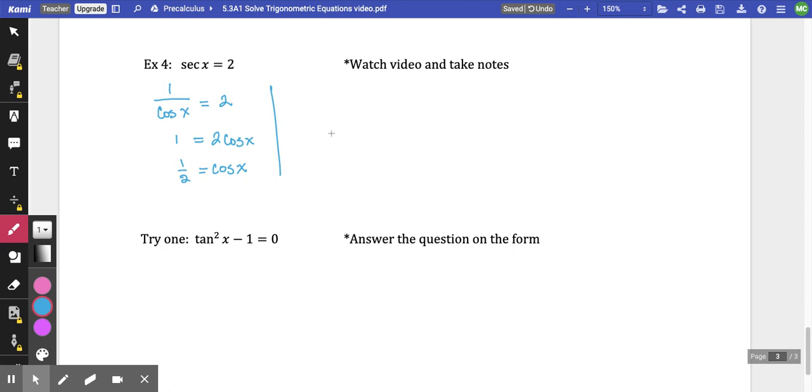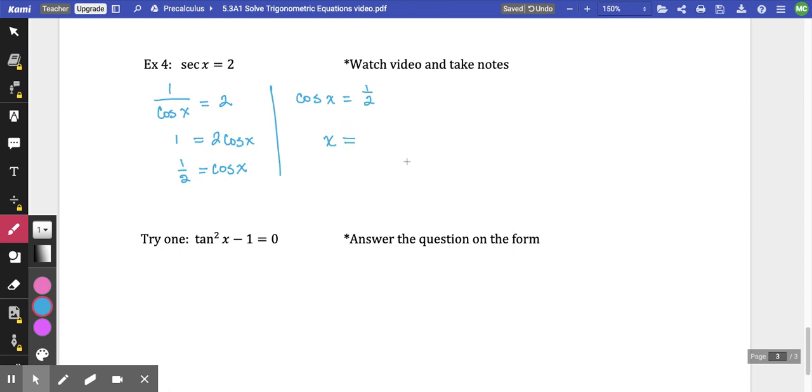Now, the other way that I could think about this is I learned that if I know what the value of secant of x is, then I also know what the value of cosine of x is because it's just the reciprocal. So I could just say cosine of x is 1/2. So either way, that would get me to the first step where I have my trig function isolated, and now I can start thinking about the angles.